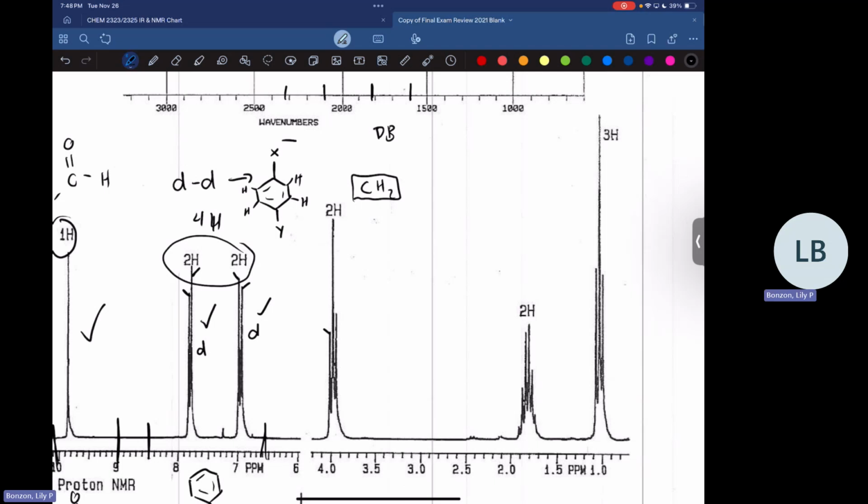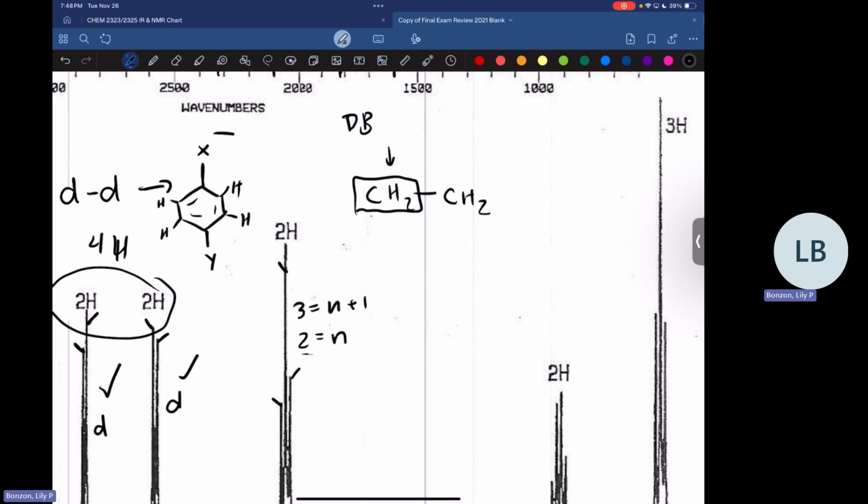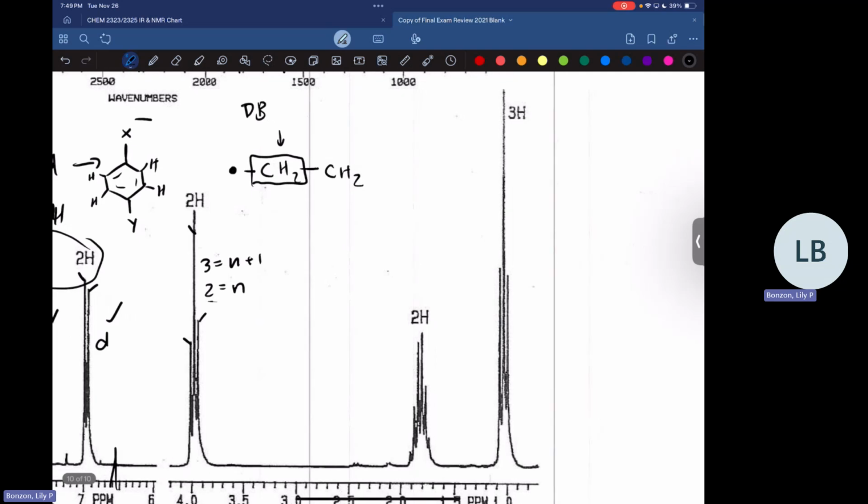And the splitting pattern is 1, 2, 3, a triplet. So our neighbor is going to have 2 hydrogens of its own. I like to put what I know in the box and what I'm speculating or guessing about outside of the box. So I know that I have a CH2. I think there's going to be a CH2 attached to it. And then that leaves the other side a mystery. I know it's not going to have any hydrogens of its own, so I'm just going to draw a dot as a placeholder.